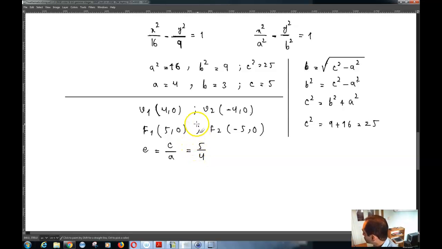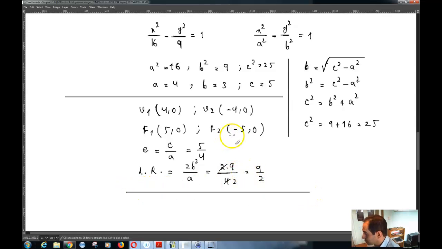We were also looking for the length of the latus rectum, which was equal to 2b squared by a. So 2b squared by a is equal to 2 times 9, so 2 times 9 divided by 4, which is 9/2. And that's basically all the information that you need over here.